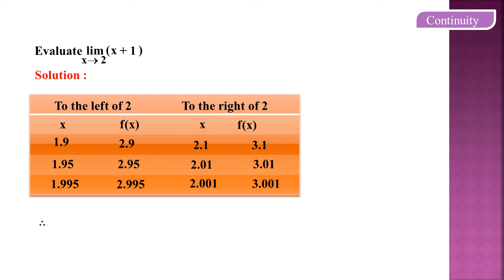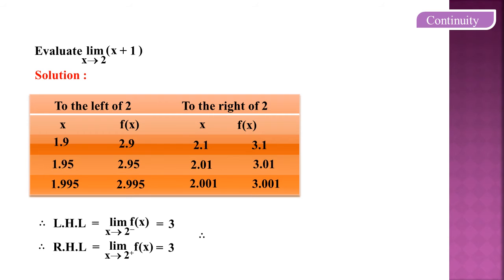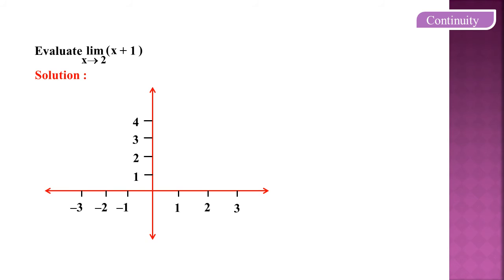From the left hand the answer is close to 3. From the right hand also the answer is close to 3. So together we can say the limiting value of this function is 3. Hence left hand limit is 3, right hand limit is 3. Hence the limit as x tends to 2 for the given function is also 3. So this is how we calculate the limit of a function. If you observe this graph, you can easily understand the function and its limiting behavior, right?